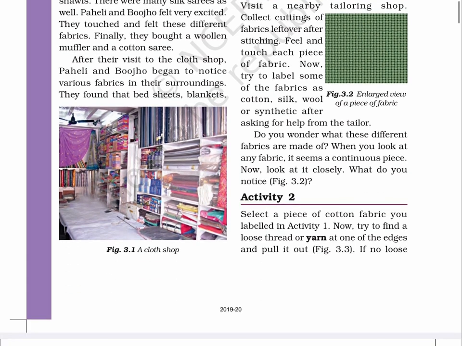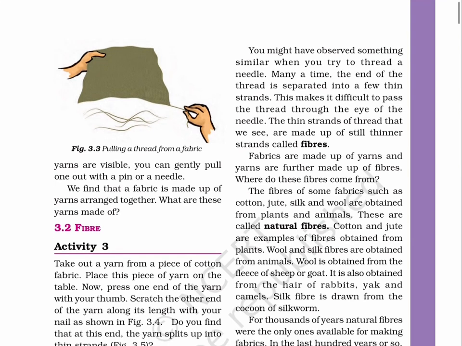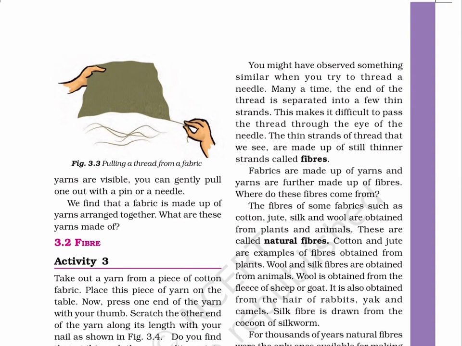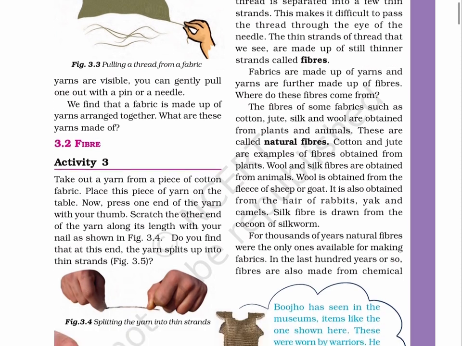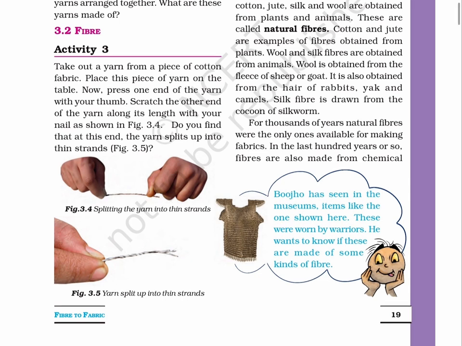Activity 2. Select a piece of cotton fabric you labeled in Activity 1. Now try to find a loose thread or yarn at one of the edges and pull it out. Figure 3.3. Page 19. If no loose yarns are visible, you can gently pull one out with a pin or a needle. We find that a fabric is made up of yarns arranged together. What are these yarns made of? Here is Figure 3.3, which shows pulling a thread from a fabric.